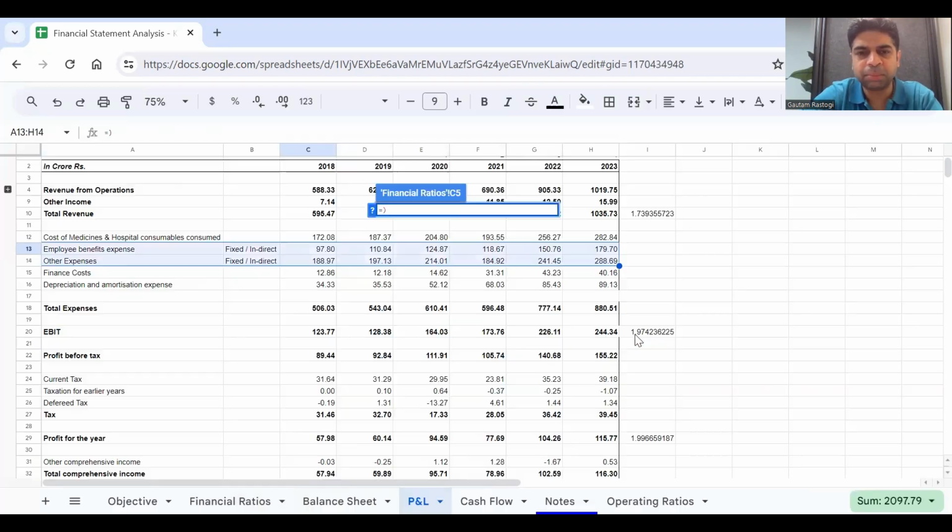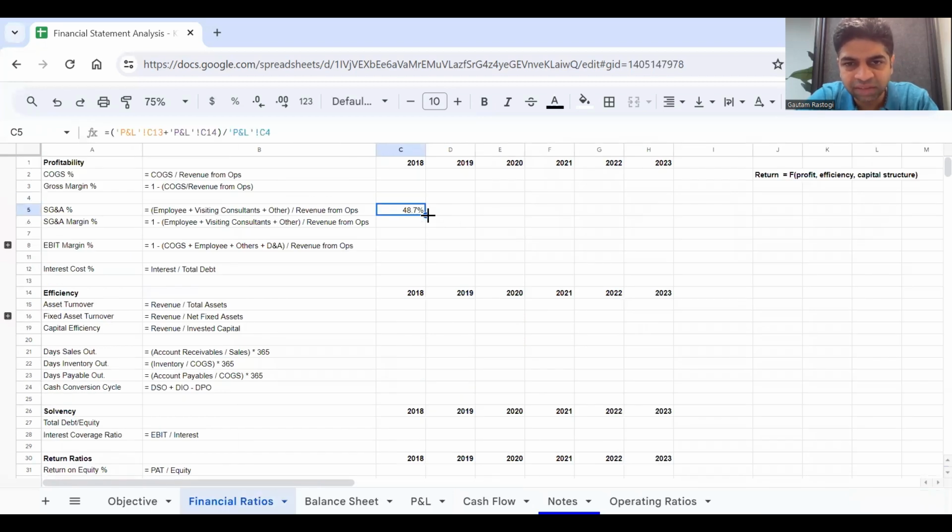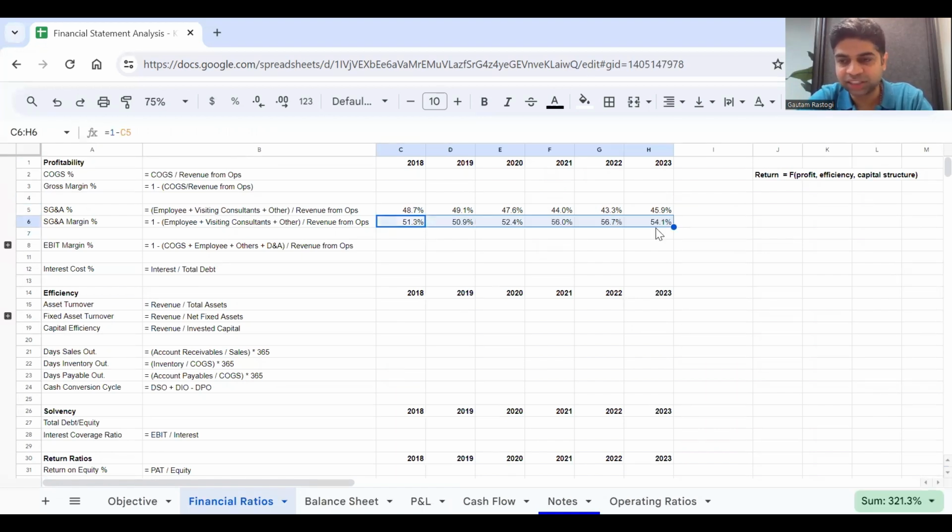SG&A, by the way, stands for selling, general, and administrative expenses. Let me do revenue from operations. I could do this as well, but I'm just concerned with operations right now. So SG&A. You see the SG&A cost reduced over a period of time. What it means is the operating leverage is playing out.